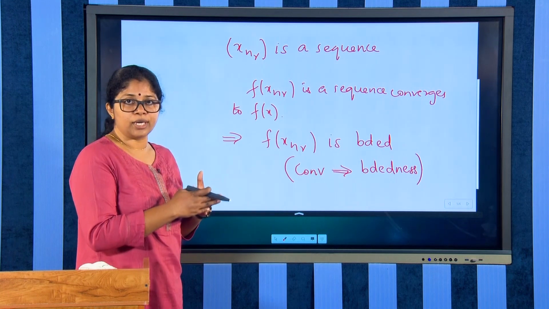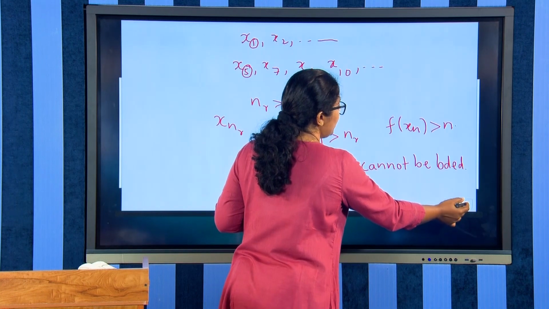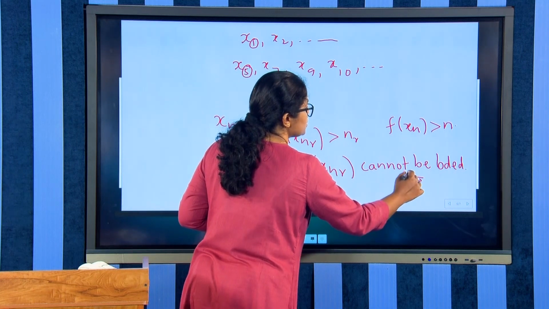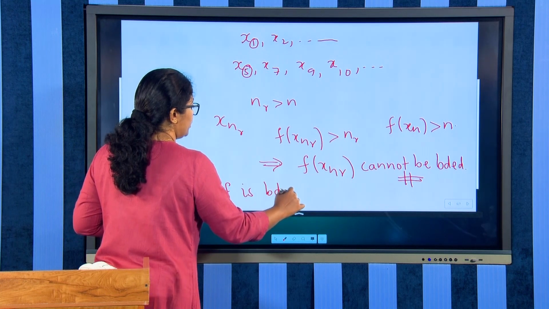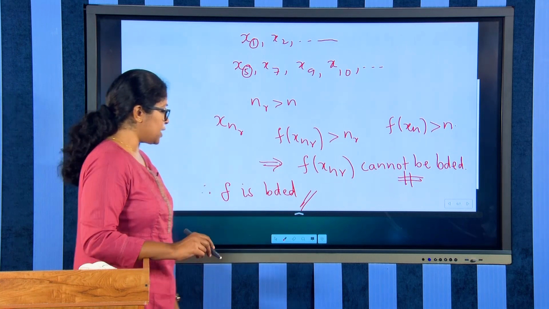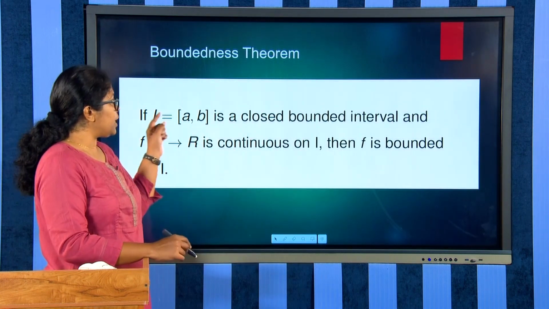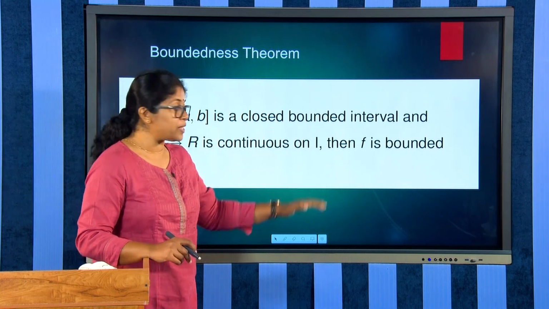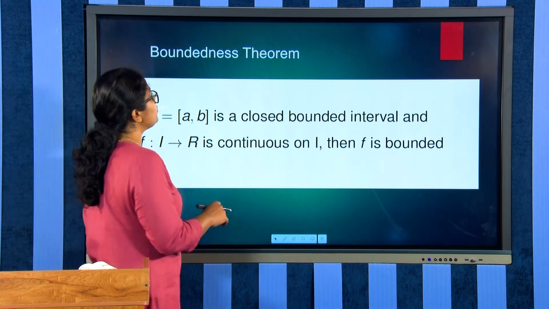So, we arrive at a contradiction. So, all our assumptions in the previous cases are wrong. So, f should be bounded. Therefore, f is bounded. So, that completes the proof of the first result, namely, if I is a closed bounded interval and f is a function from I to R which is continuous on I, then f is bounded on I. So, that is a very important theorem that you have to learn.